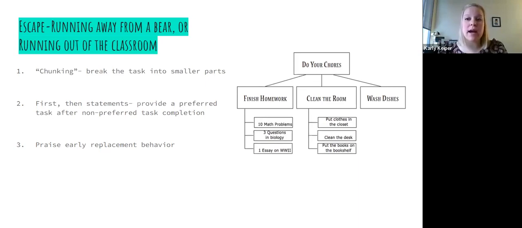So if we look over at this side, the do your chores. Do your chores is really big, right? But we can break it up into smaller tasks. Like I love the clean the room example. We've not only broken it into 3 tasks of finish homework, clean your room, and then, I apologize, I can't leave you, wash dishes. And we could still break up wash dishes into individual tasks too. But let's look at clean your room.